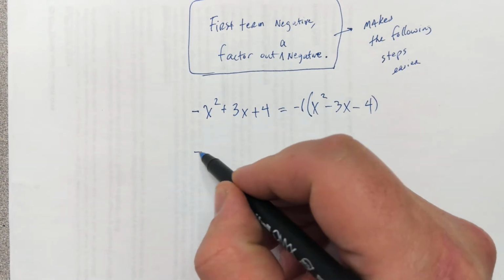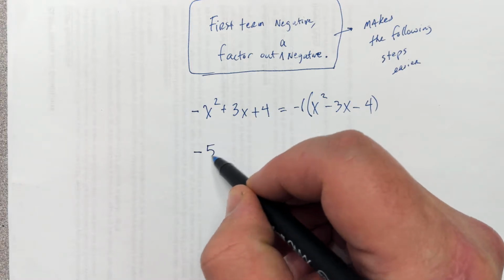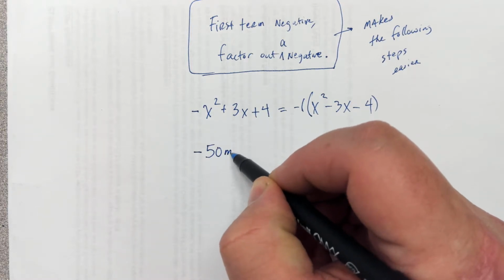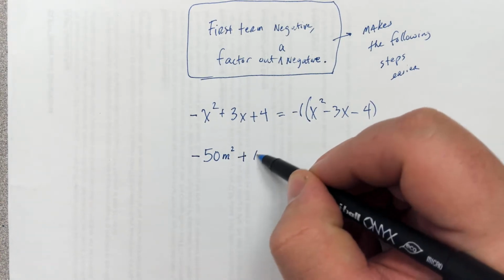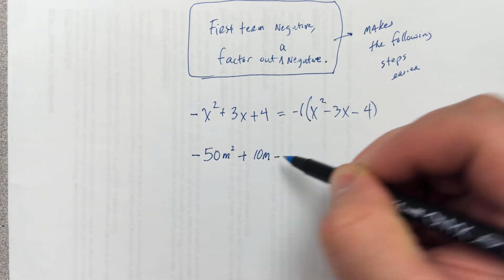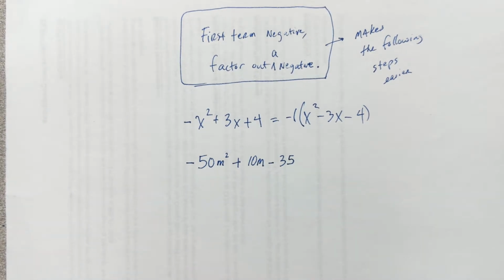So what if we had negative... okay, how about negative 50m squared... Like this?